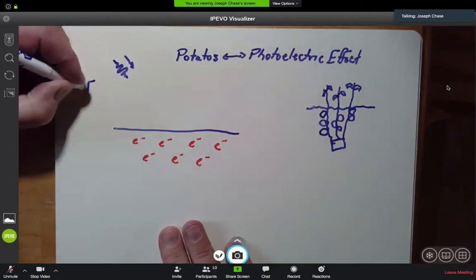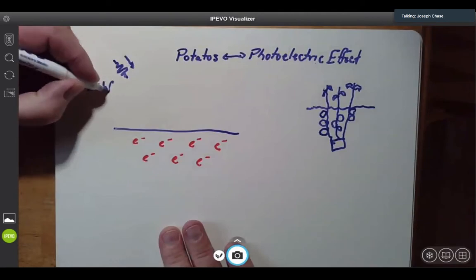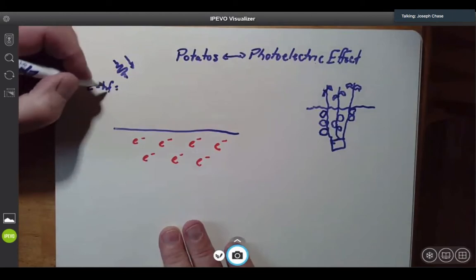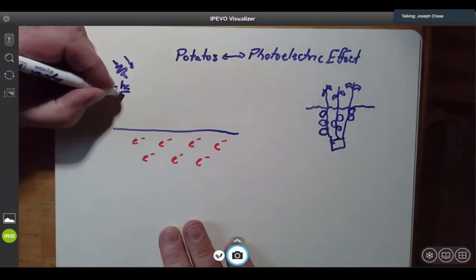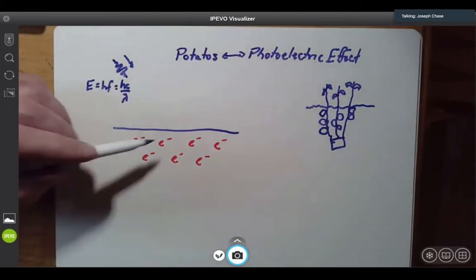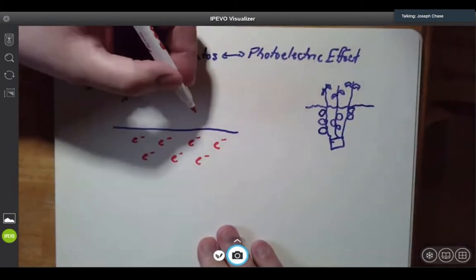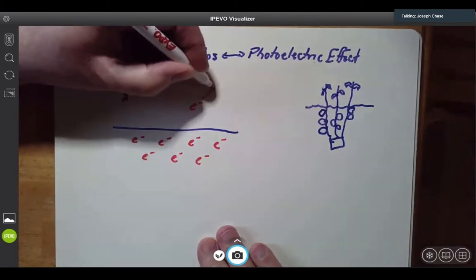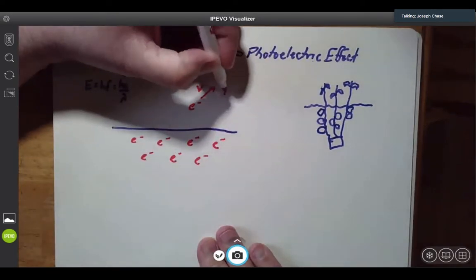And the energy it brings with it is Planck's constant times the frequency, which is also equal to, if we want to solve for wavelength, hc over wavelength. Now that energy is going to go into liberating these electrons. And when an electron comes out, when it gets ejected, it's got a characteristic velocity. And that velocity translates to kinetic energy.